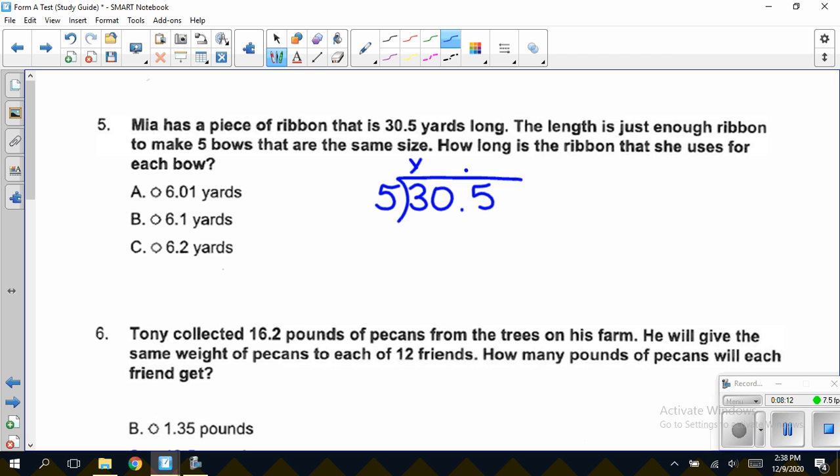So 5 cannot go into 3, but it can go into 30 6 times. 5 times 6 is 30. Subtract, that leaves me with 0. Bringing down my next number, 5 goes into 5 one time, which 5 times 1 is 5. And when I subtract, I have nothing left. So that is from lesson 4, where we're just dividing a decimal by a whole number. And we see that our final answer is 6 1/10 yards.